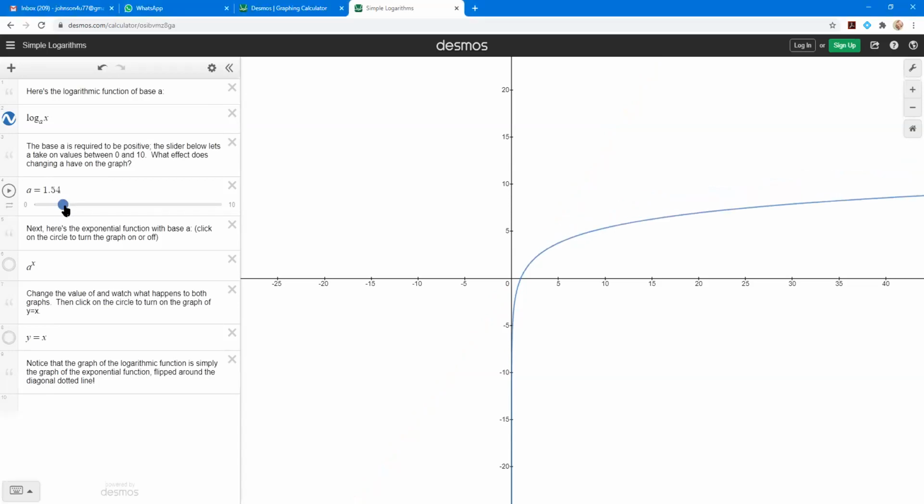Here y is logarithm of x for different values of a: a is equal to 2, 3, 4. You can see that the logarithm of x is defined only for positive real numbers. That is why the graph is only on the right side. And the value of the logarithm can be positive, or zero, or it can be negative. This is the shape of the graph of logarithm of x.